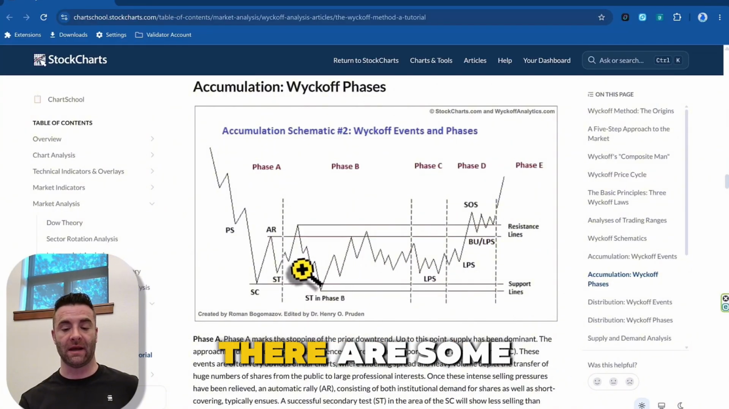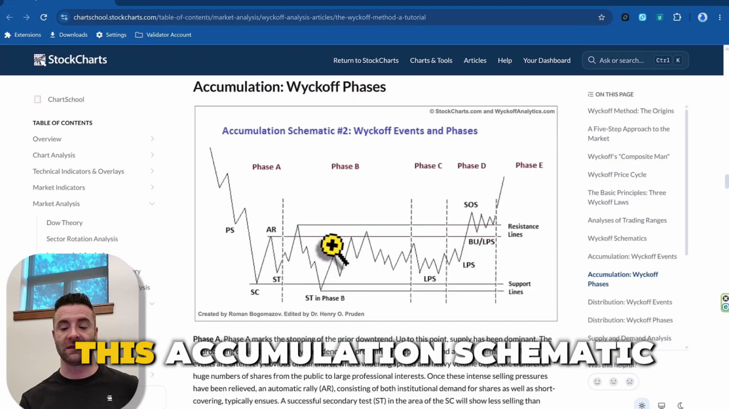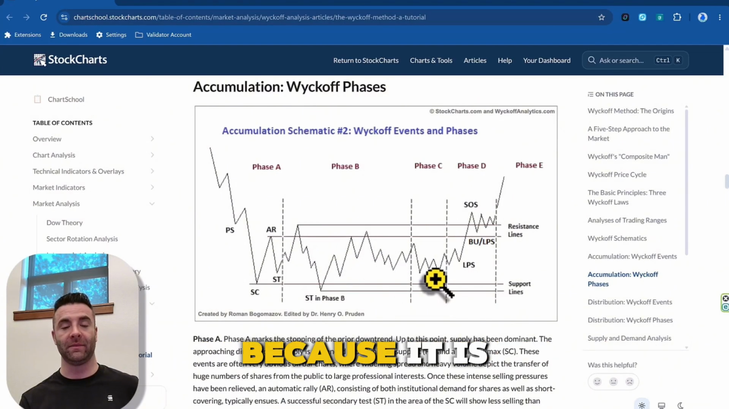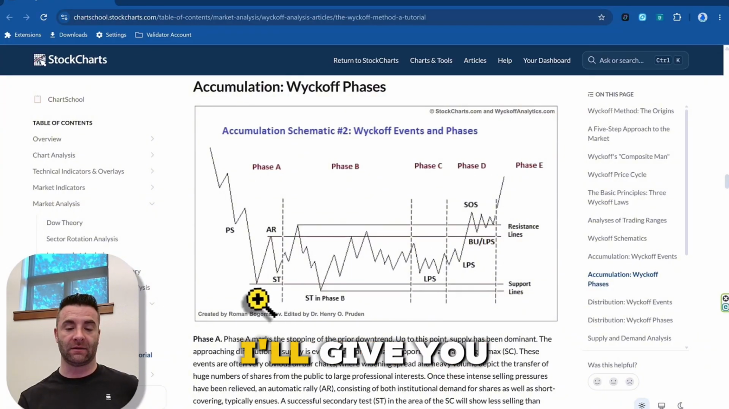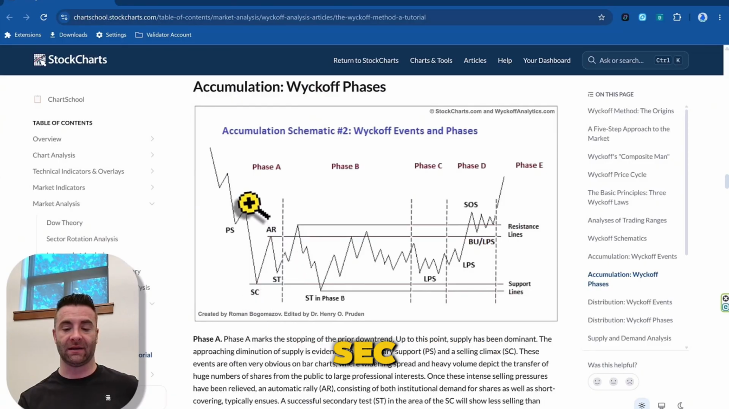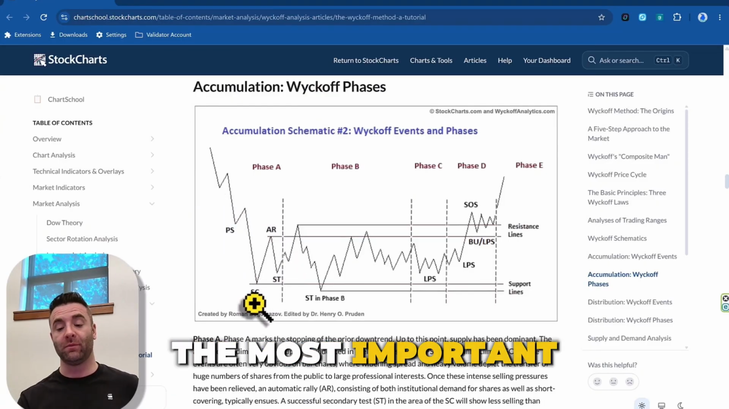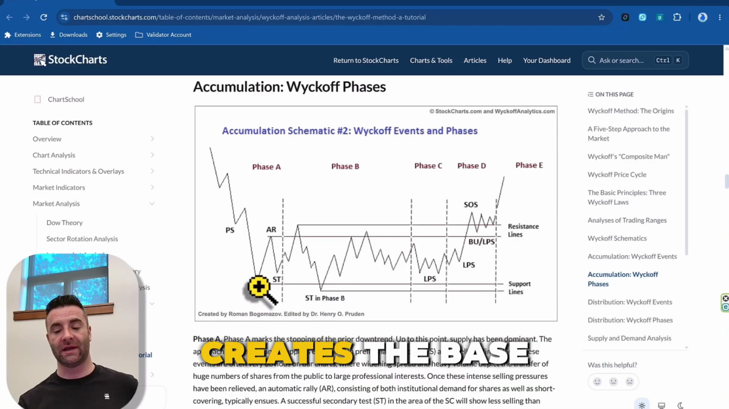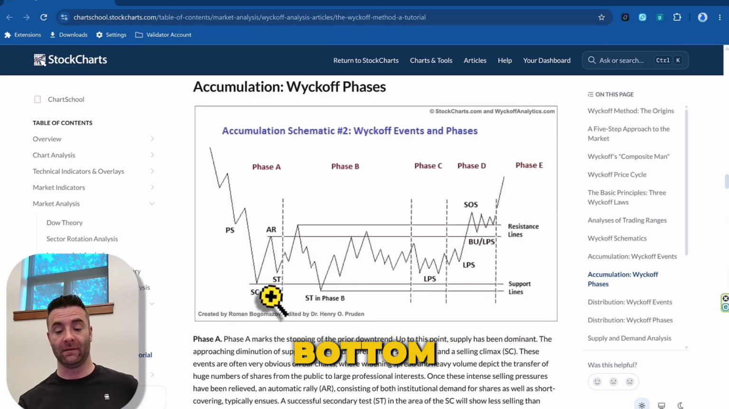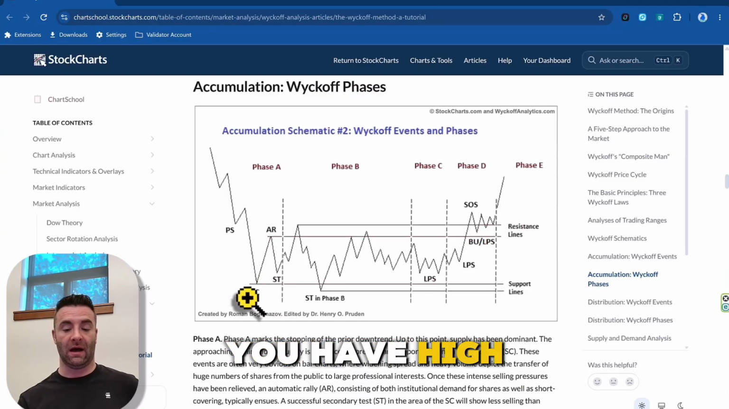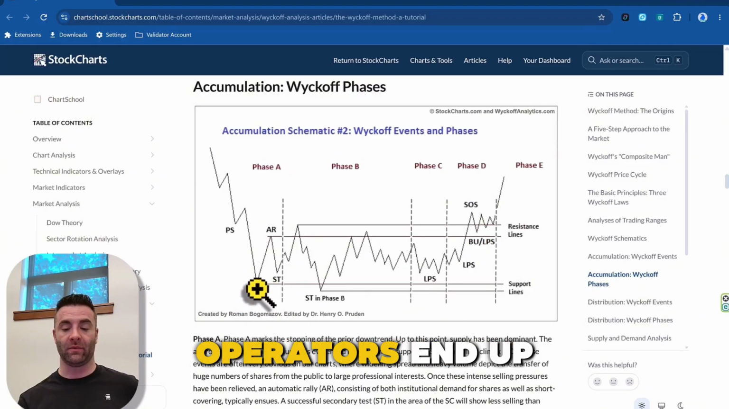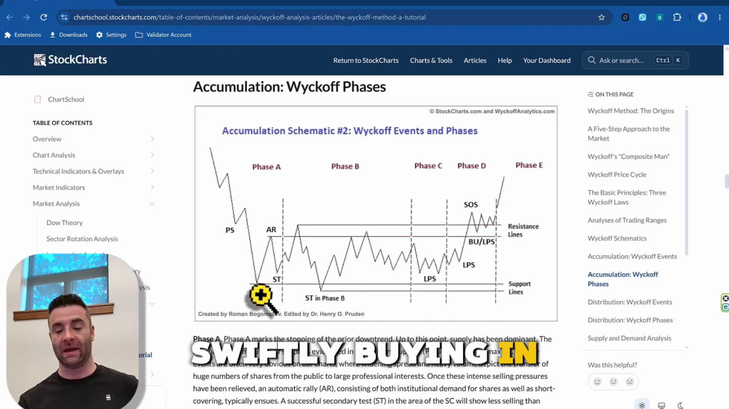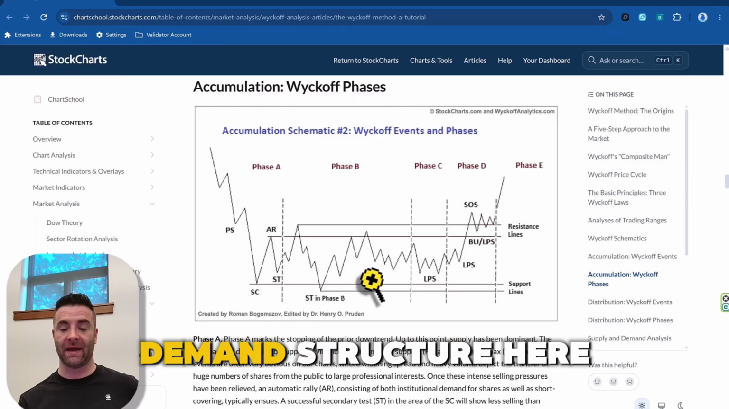Now I've got to keep in mind, there are some rules we have to follow if we want this accumulation schematic to play out, because it is a very powerful reversal sign and we need to hope that this plays out. I'll give you a bearish case in a sec. But the most important thing we need to look at here is the selling climax right over here, because this really creates the base. This creates the bottom. This is where you have high volume selling, and then your operators swiftly buy in, creating this demand structure here.